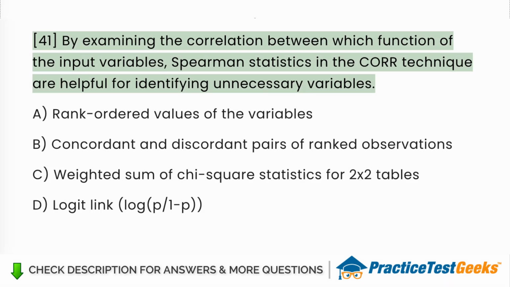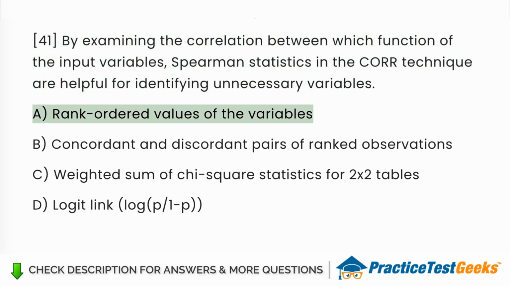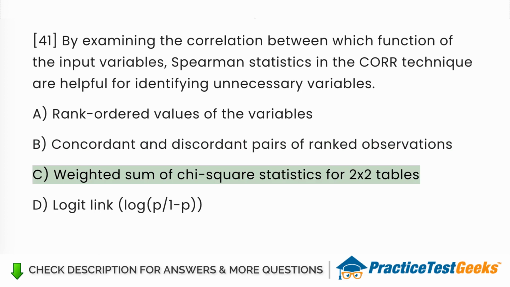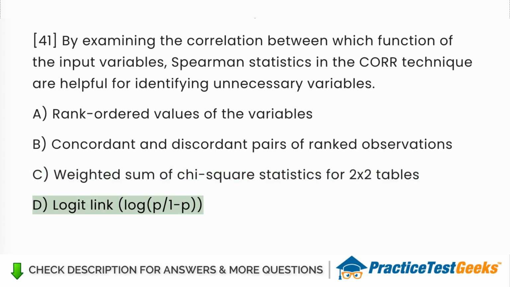By examining the correlation between which function of the input variables are Spearman statistics and the core technique helpful for identifying unnecessary variables? A. Rank-ordered values of the variables. B. Concordant and discordant pairs of ranked observations. C. Weighted sum of chi-square statistics for 2x2 tables. D. Logit link.